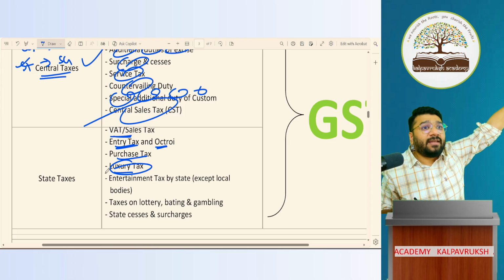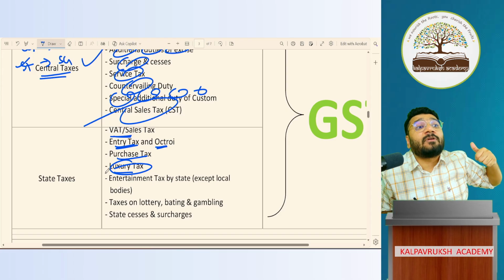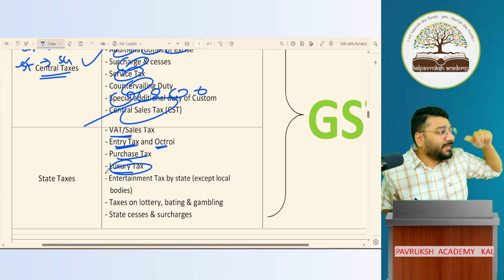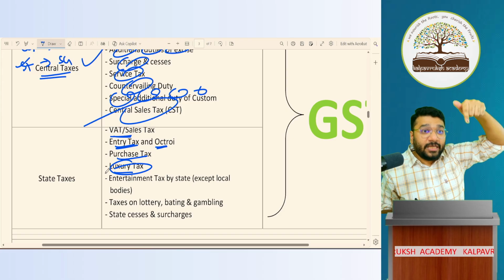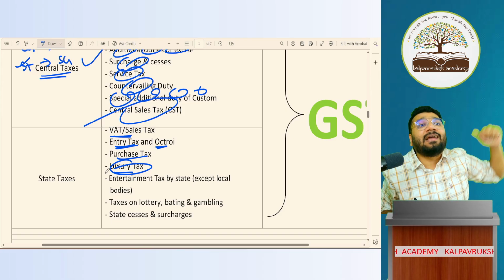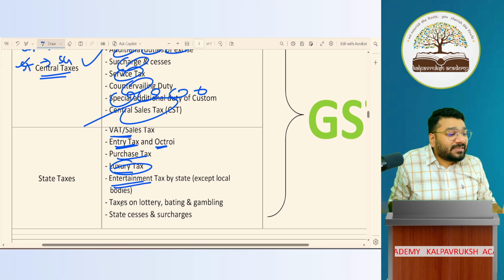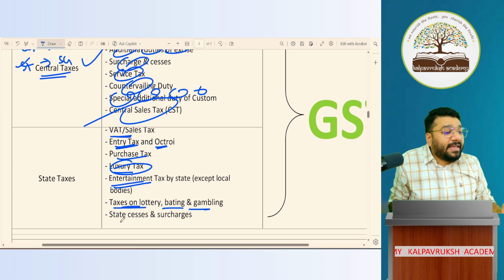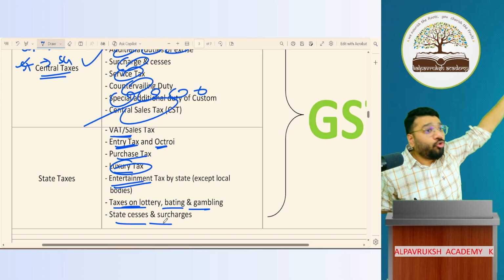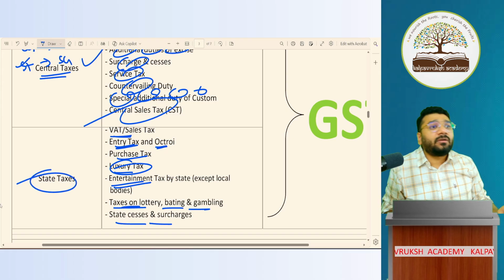If you have a hotel in Ooty and you are giving out rooms for rent, you have to charge luxury tax from the guest. The guest who is coming and staying in the hotel has to pay luxury tax to you. You have to give it to the state government. Entertainment tax, tax on lottery, betting, gambling, state cess, surcharge. Like that, so many taxes you have to pay to the state government.